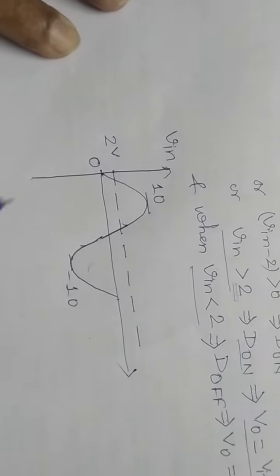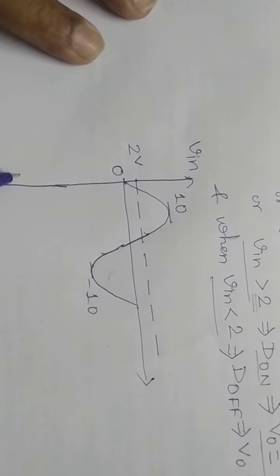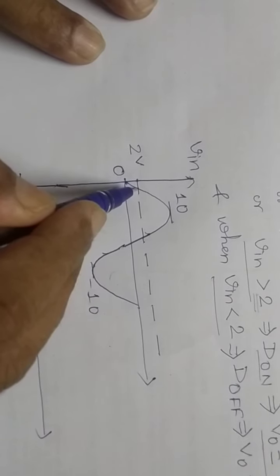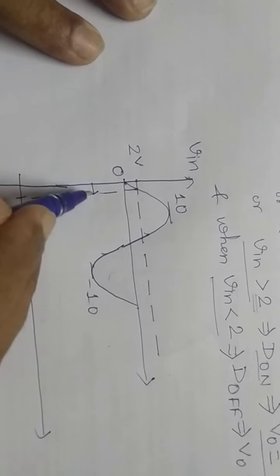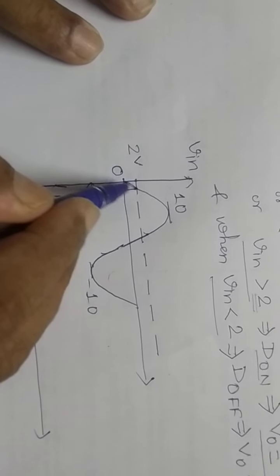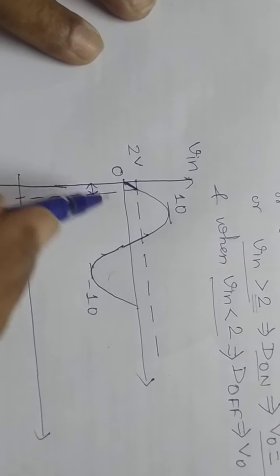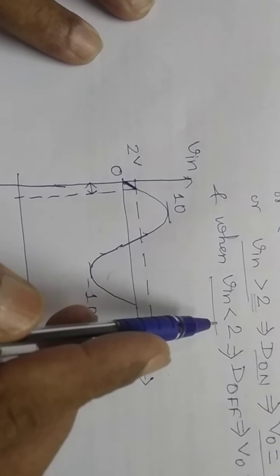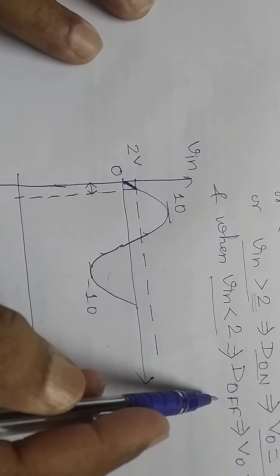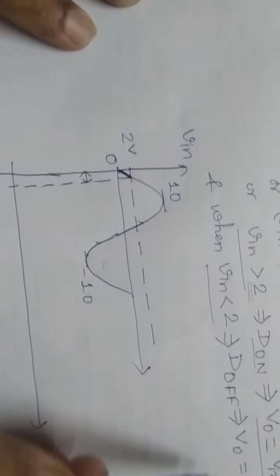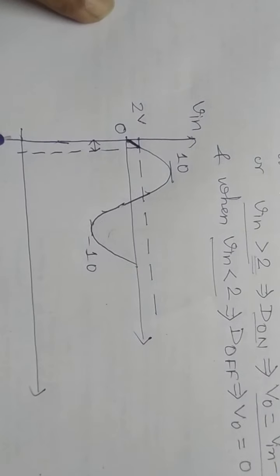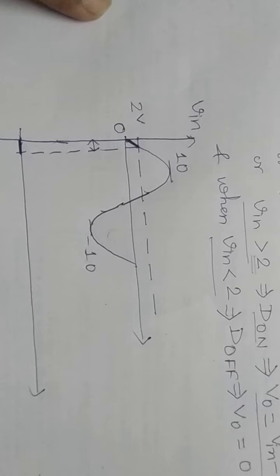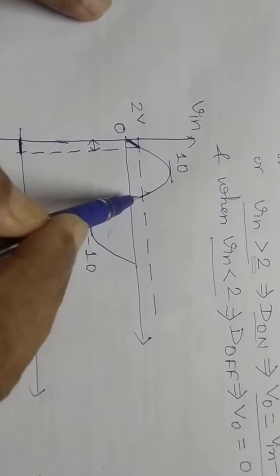So initially you can see here that up to this level, for the initial phase, when input is varying between 0 to 2, diode is off, and when diode is off, what will be the output? In that case, output will be equal to 0. So in this case, you can draw the waveform at the horizontal axis.